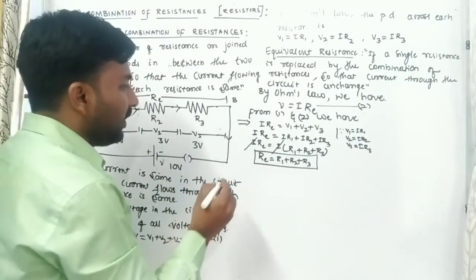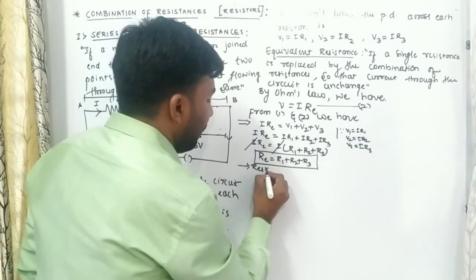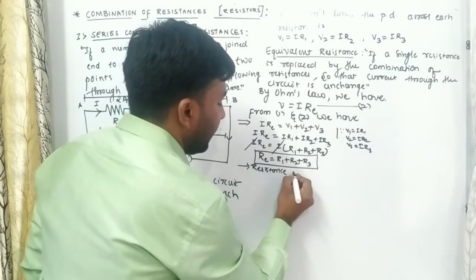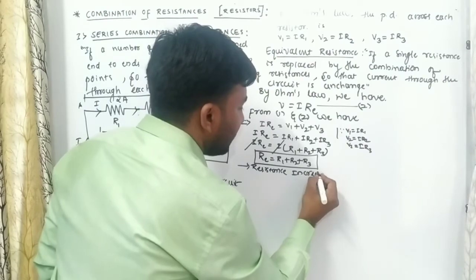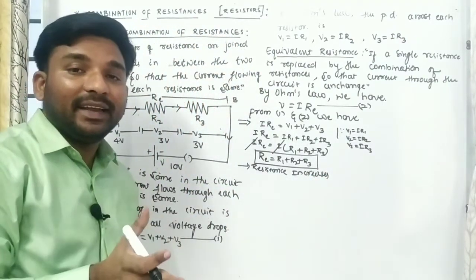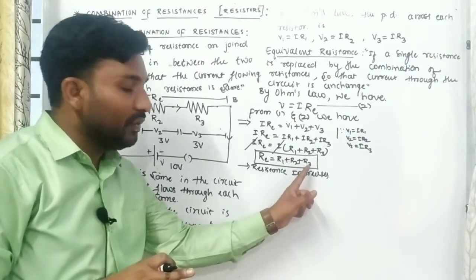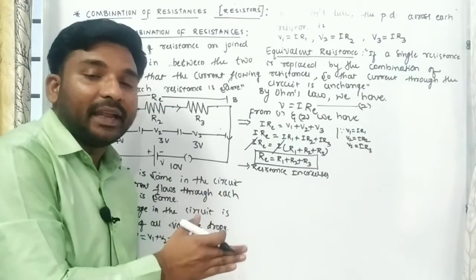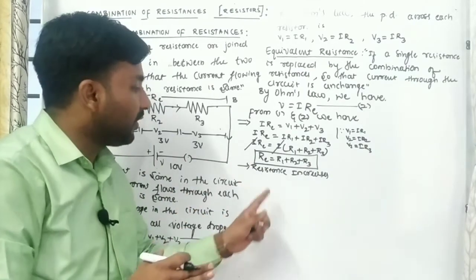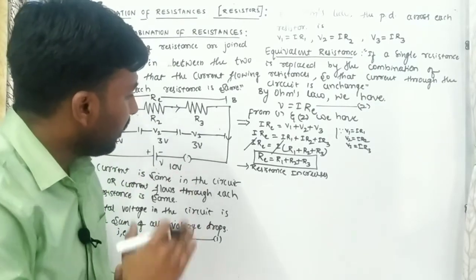So we have made the rule that resistance increases when we have connected the resistances in series. Got it? Because here the individual resistances are going to be added. So for that sake, resistance is going to increase. Got it?